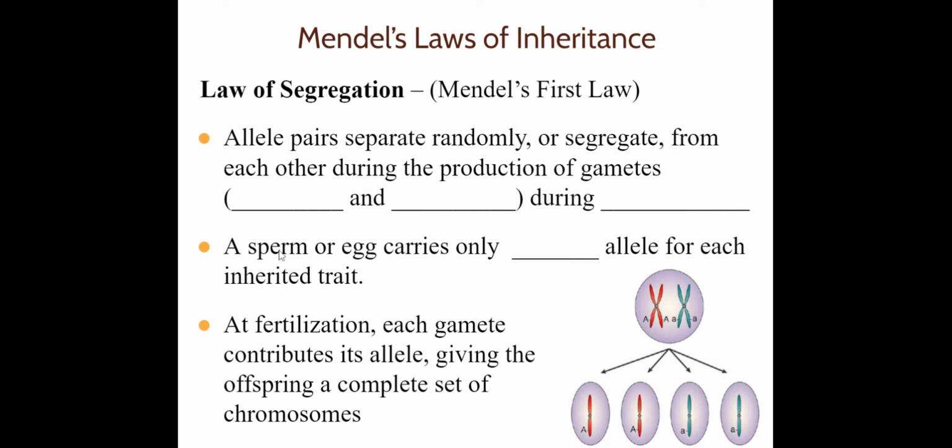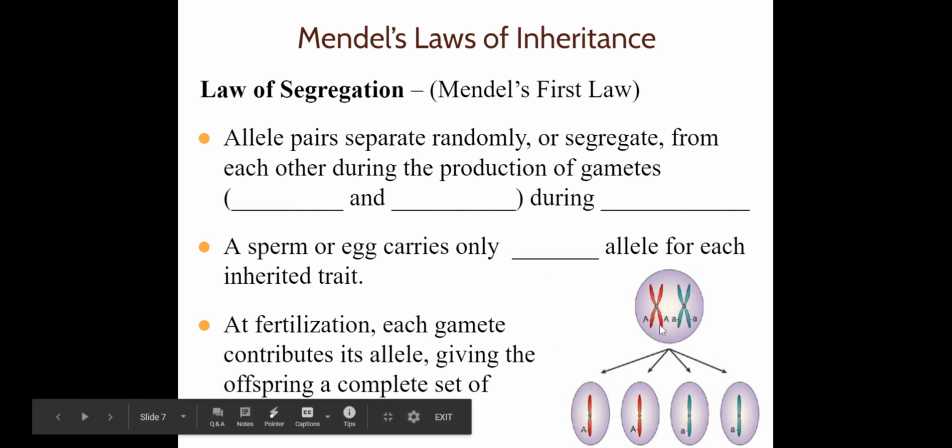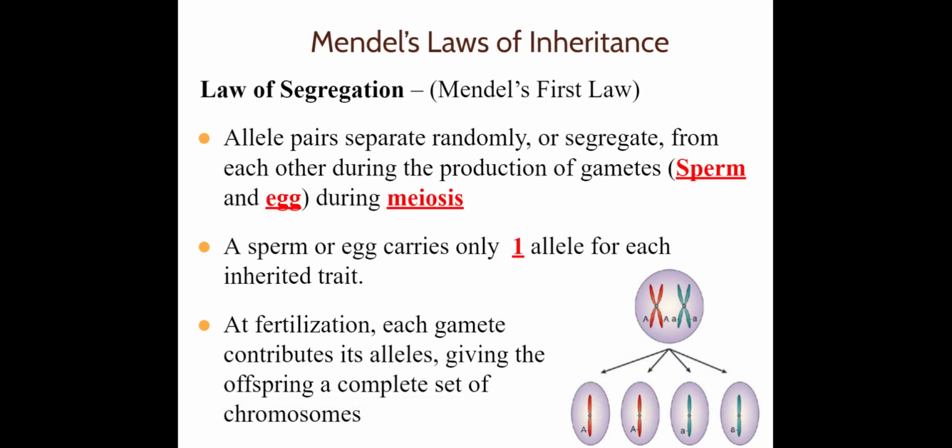We also want to fill in that the sperm or egg cell carries only how many alleles for each trait. Remember, we're getting half the number of chromosomes in the gametes through this process. Hopefully you said that there is the sperm and egg cell. Those are the gametes, and if you switched the position on those and had egg here, sperm here, that's fine.